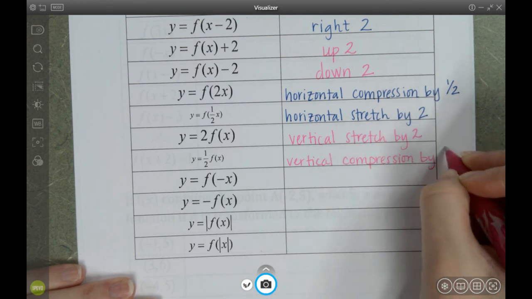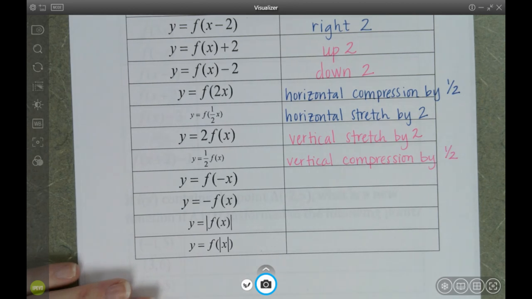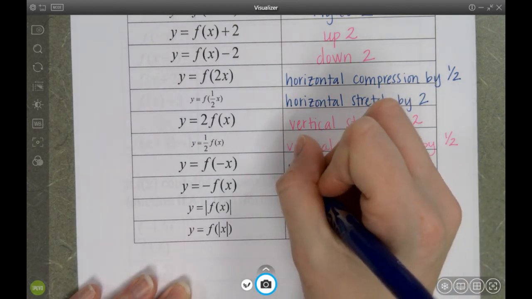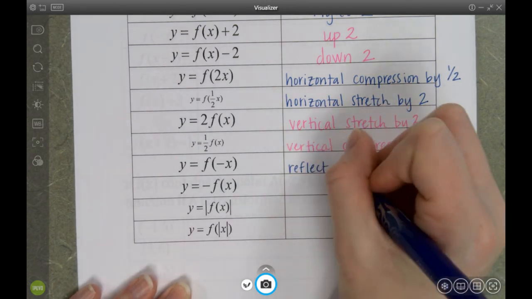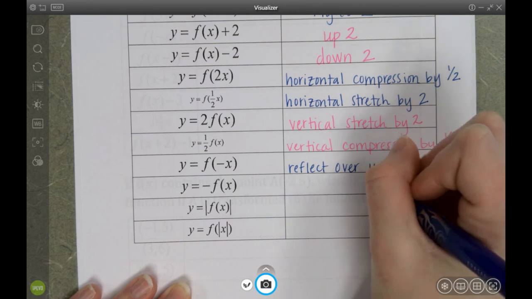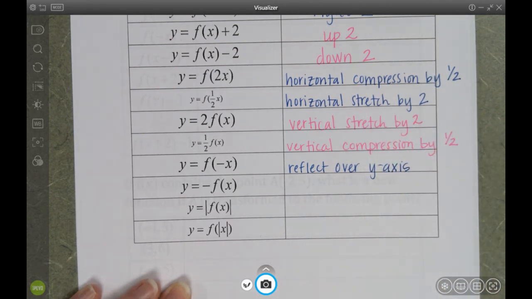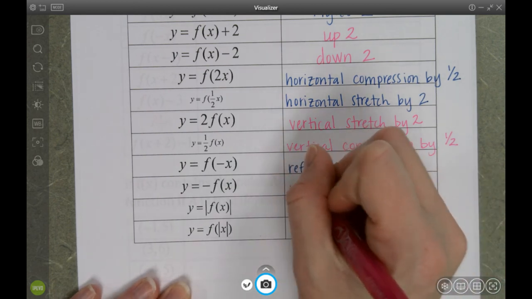Anytime you use the word compression, you have a fraction. What did the negative on the inside do? Reflect over the y-axis. And the negative on the outside reflected over the x-axis.